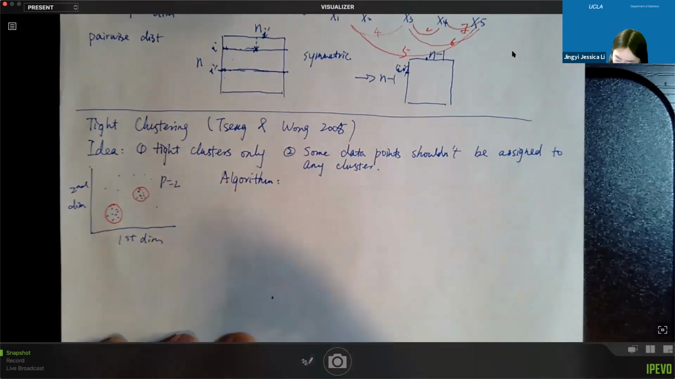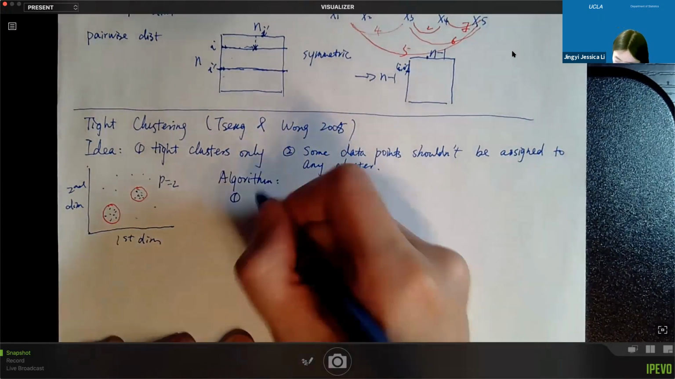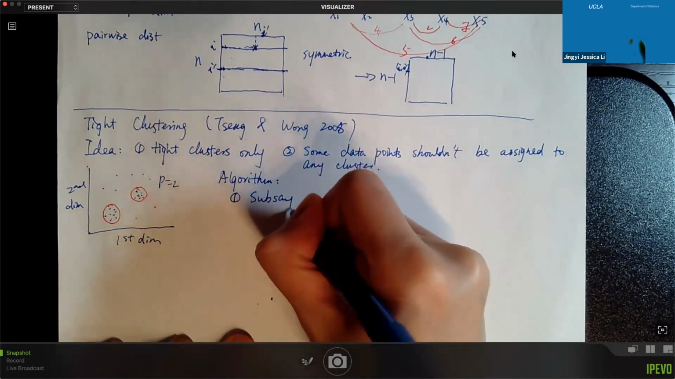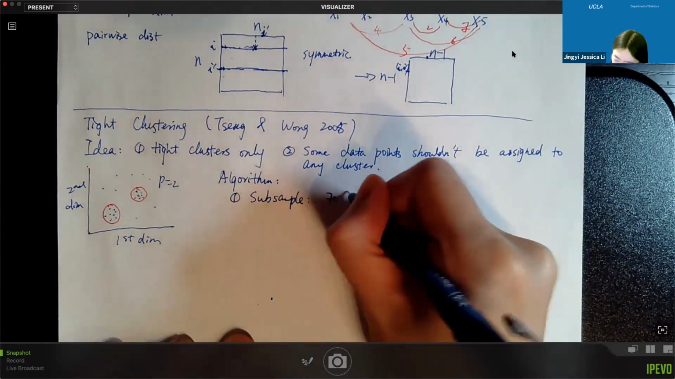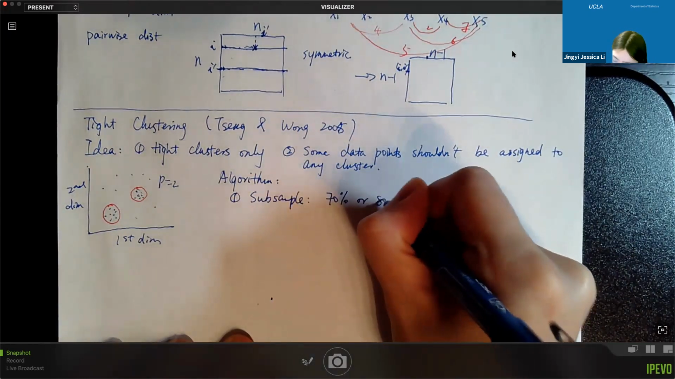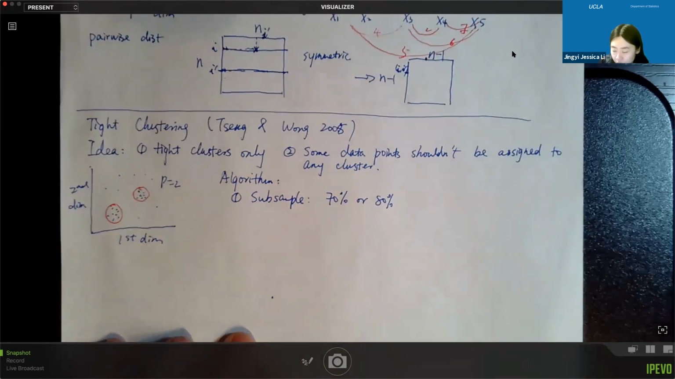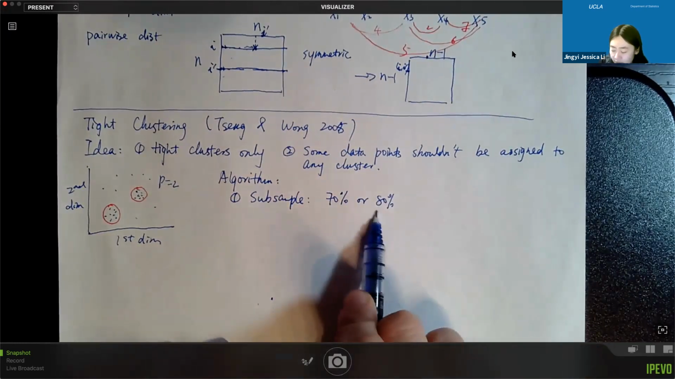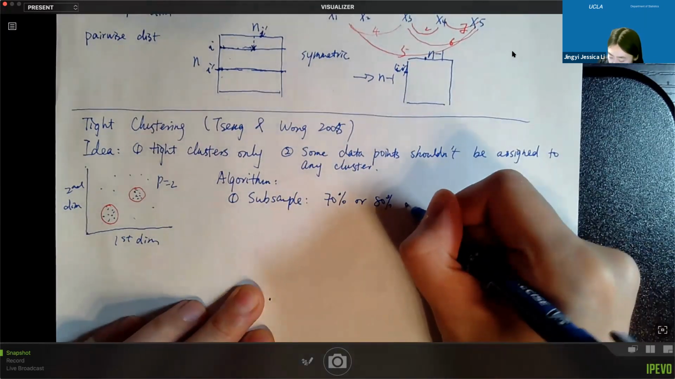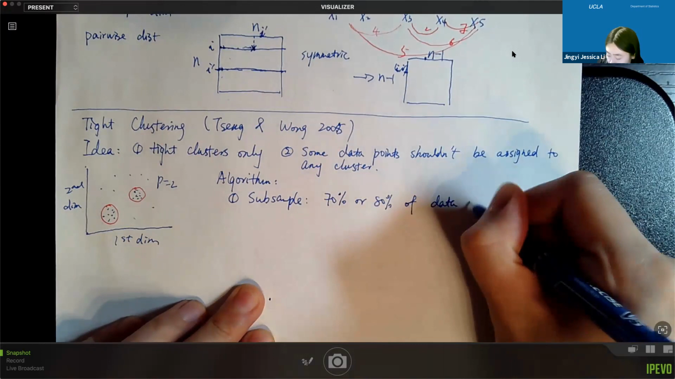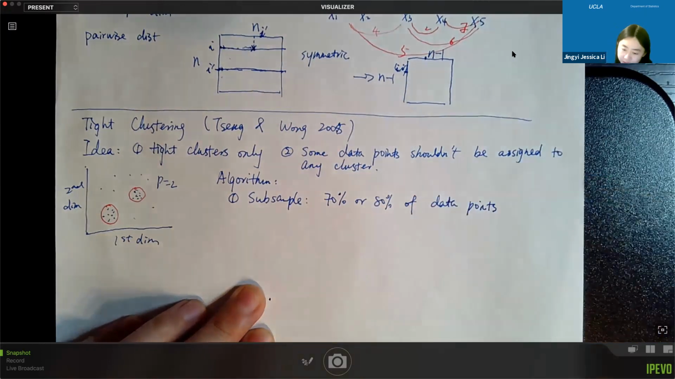So the first step is to do subsampling. So what it does is trying to subsample, say 70% or 80%. These two are common percentages for doing subsampling. So for example, you can think of 80% as that I leave out 1/5 of my data points unused, and I randomly pick 4/5 of my data points to be used for clustering. And then you apply k-means to these data points.